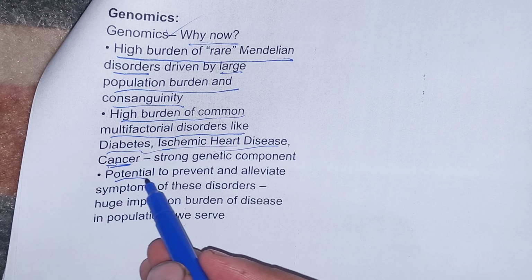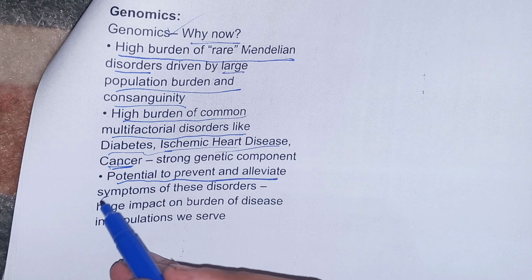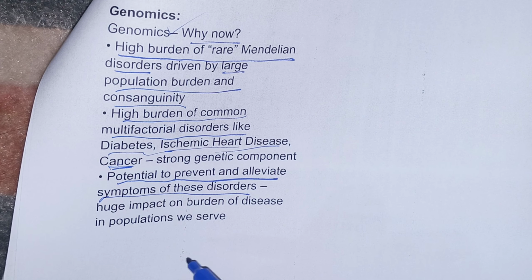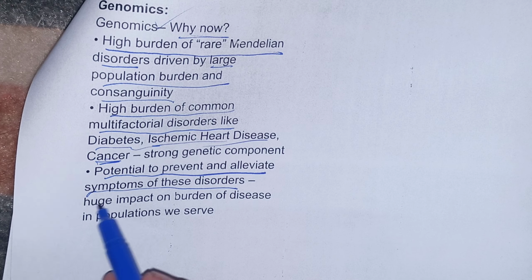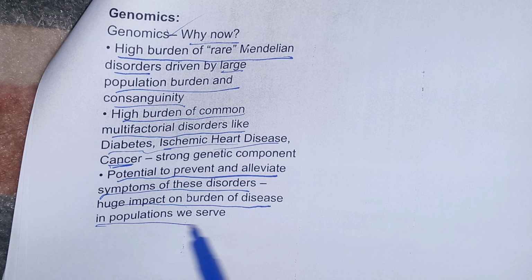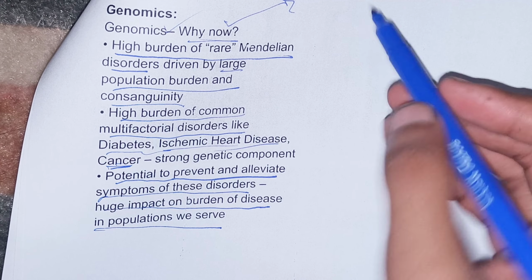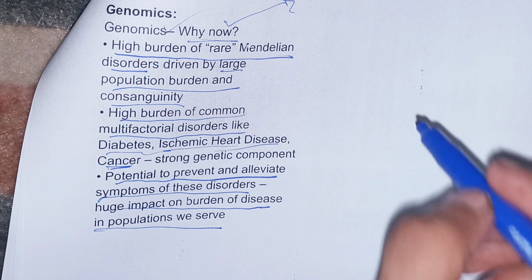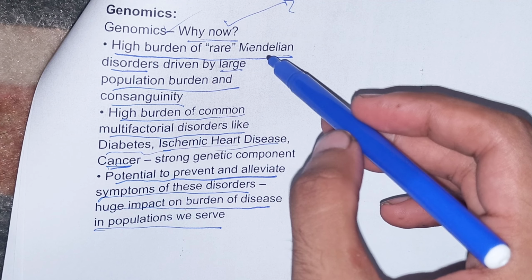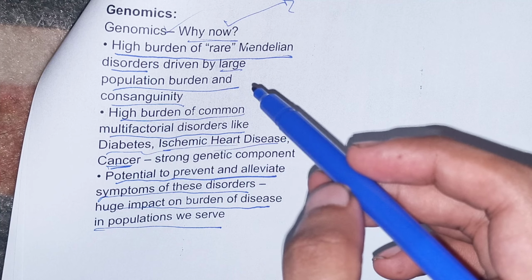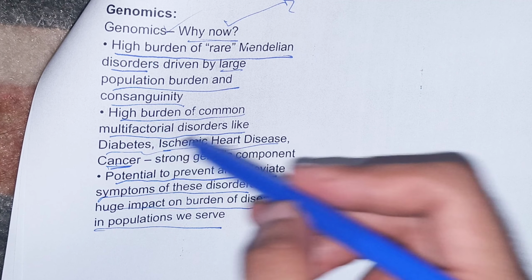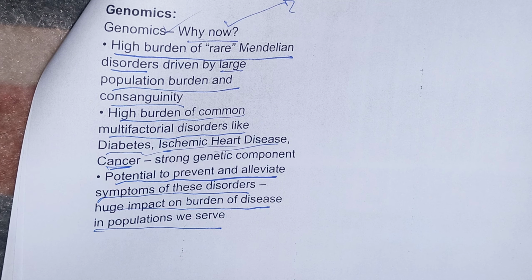Okay, and also with the help of genomics, you have the potential to prevent and relieve the symptoms of these disorders, which are having a huge impact and burden of disease in the population we serve. So in short, genomics is very much necessary, beta. It was necessary early on, but now it is very much necessary. Why? Because of increased Mendelian disorders, consanguinity related disorders, more multifactorial disorders, more cancers, and beta, with the help of genomics we can study these diseases, their diagnosis, and the prevention and treatment of the disease. That's all about this lecture, beta.